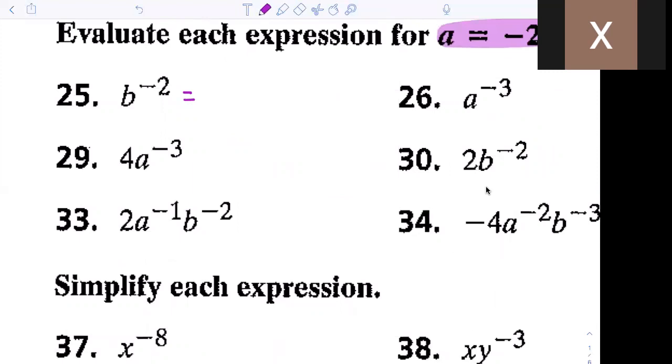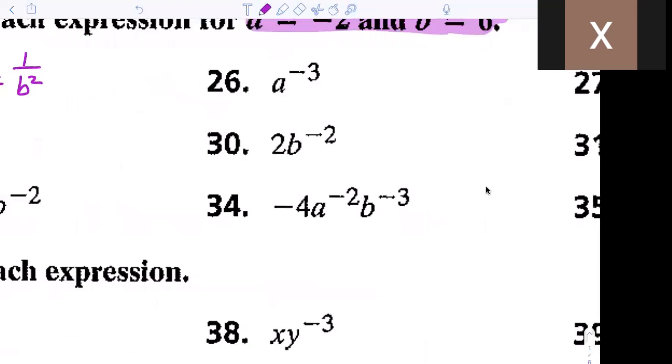Okay, who thinks they can tell me what b to the negative 2 is? I don't want you plugging in the numbers. Just tell me what it is. 1 over b squared. That is it. That's all I want. William, now you understand what they mean by that? No negative exponents. You're not allowed to write negative exponents. Now, William, 26, what is that?